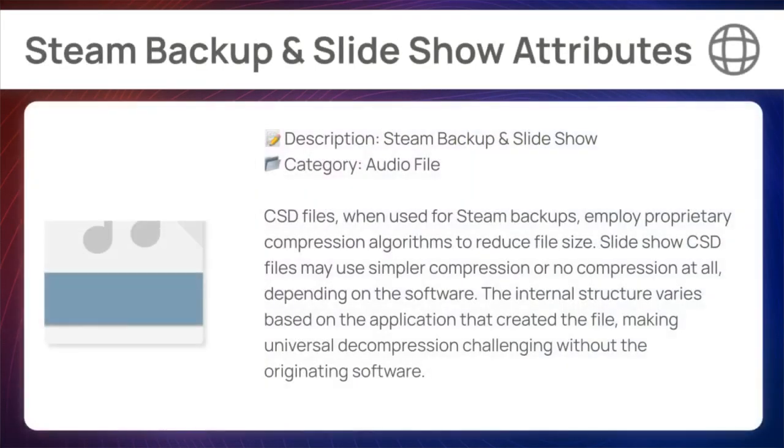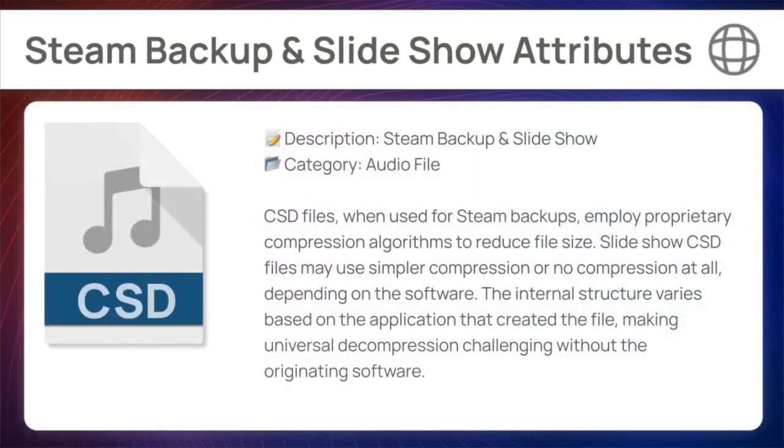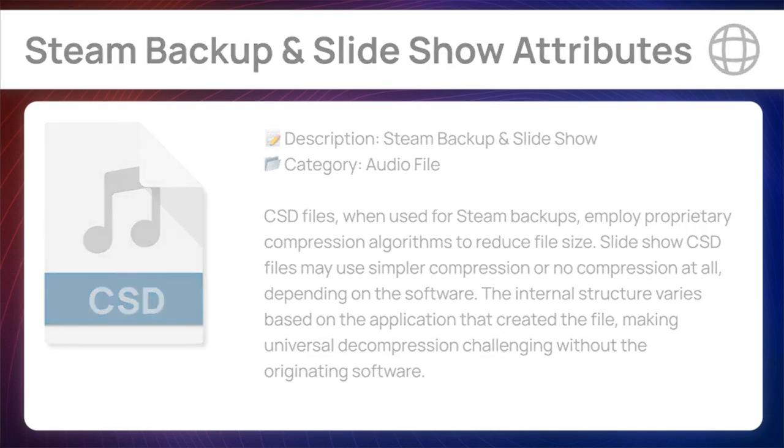CSD files, when used for Steam backups, employ proprietary compression algorithms to reduce file size. Slideshow SD files may use simpler compression or no compression at all, depending on the software. The internal structure varies based on the application that created the file, making universal decompression challenging without the originating software.